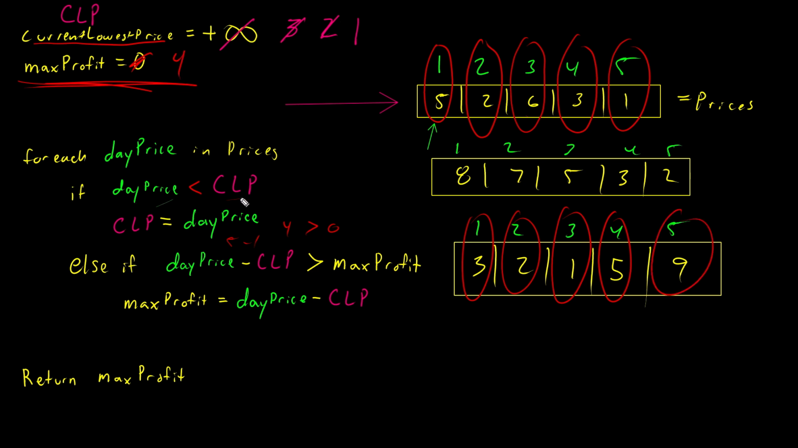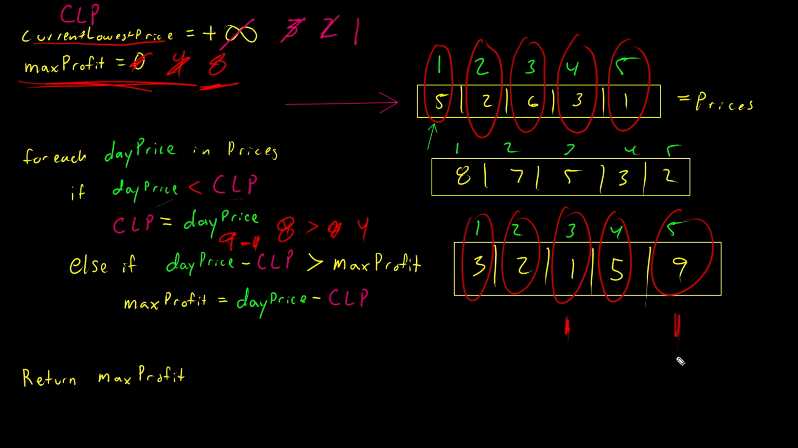Is 9 less than 1? Well, no. So we go to else if. Well, is 9 minus 1, which is 8, greater than our max profit, which is 4? Well, yes. So we'll have to update our max profit. Our max profit is now 8. And we're done. So we'll return our max profit. So the most money we could have made is $8, right? And that's buying on day 1 and selling on day 5.